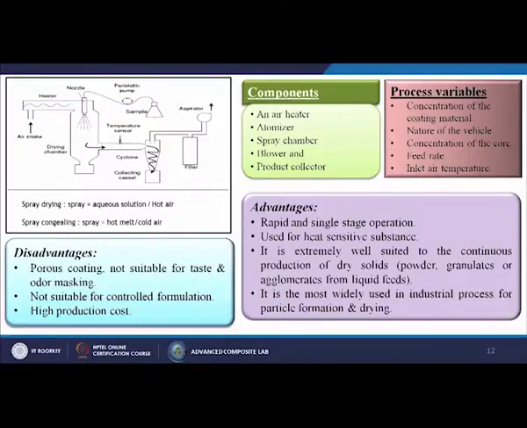So, process variables, generally we can vary the concentration of the coating material, the nature of the vehicle, the concentration of the core material, the feed rate, and the inlet air temperature. There are certain advantages also. Rapid and single stage operation, used for heat sensitive substances. It is extremely well suited to the continuous production of dry solids like powder, granulates or agglomerates from liquid feeds. It is the most widely used industrial process for particle formation and drying.